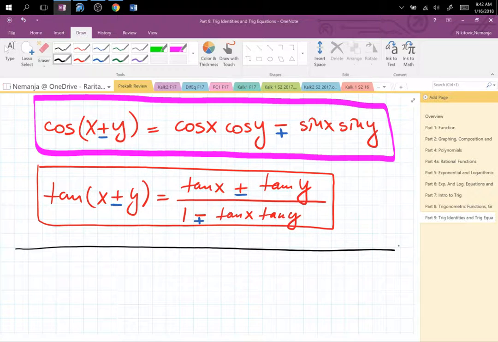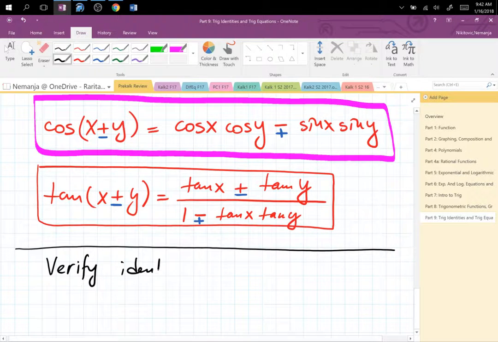So this is a very interesting one. Verify the identity. They give us in problem 35: cosine of x minus pi over 2 is equal to sine x.